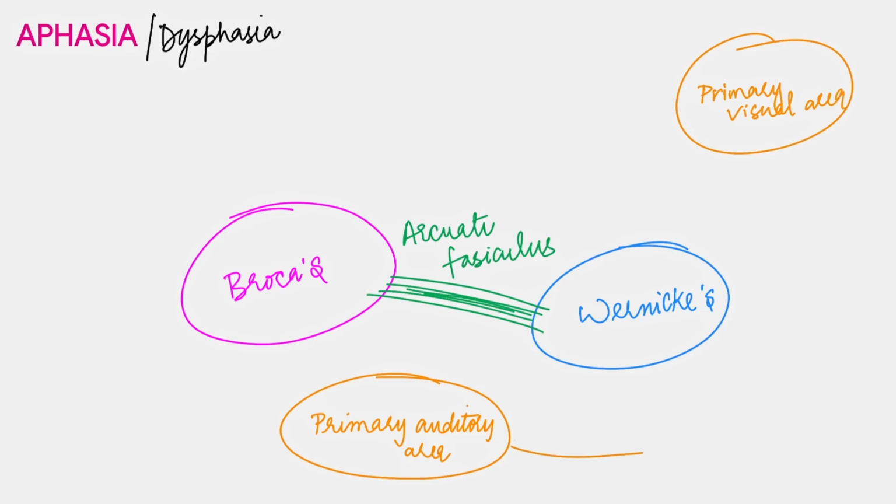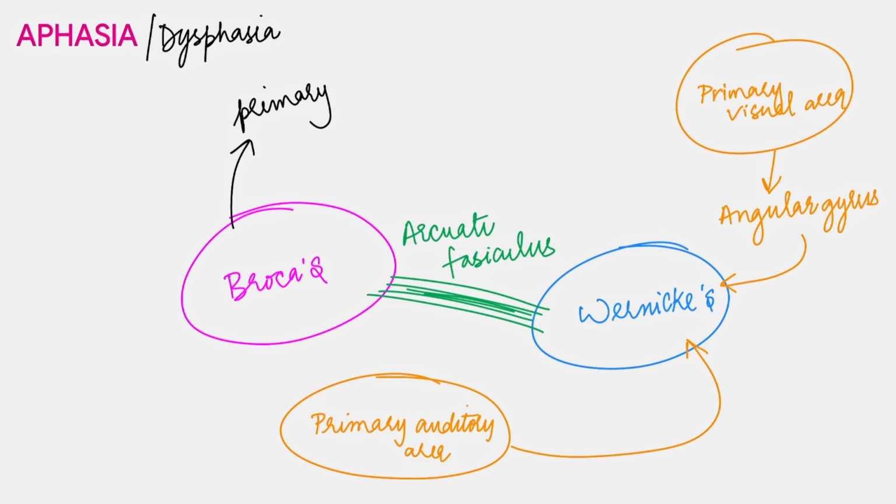The primary auditory area sends its inputs to Wernicke's area. The primary visual area, through something known as the angular gyrus, or gyrus, however you want to say it, sends inputs to Wernicke's area. From Wernicke's area, it goes to Broca's area through the arcuate fasciculus. From Broca's area, it would obviously go to the primary motor area.